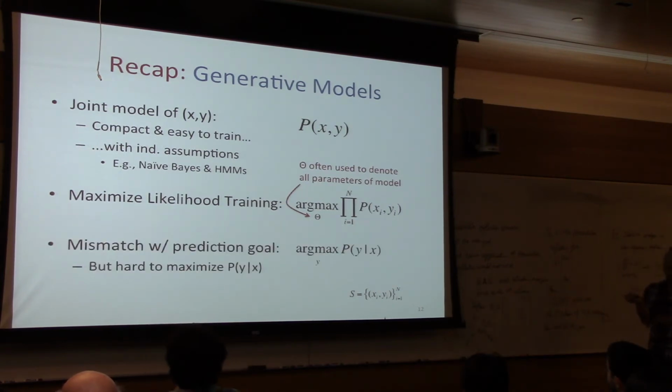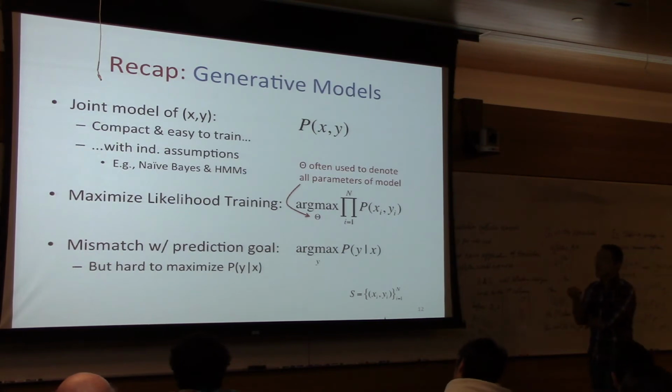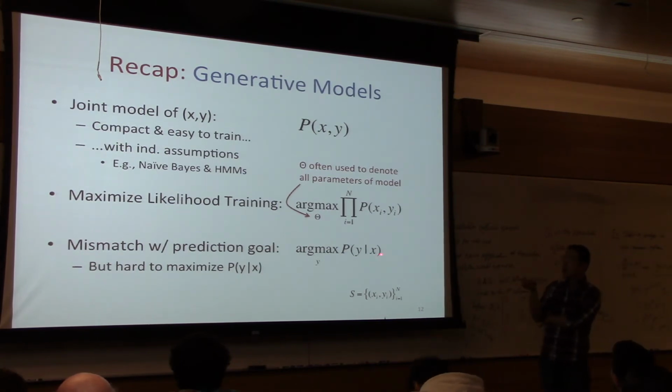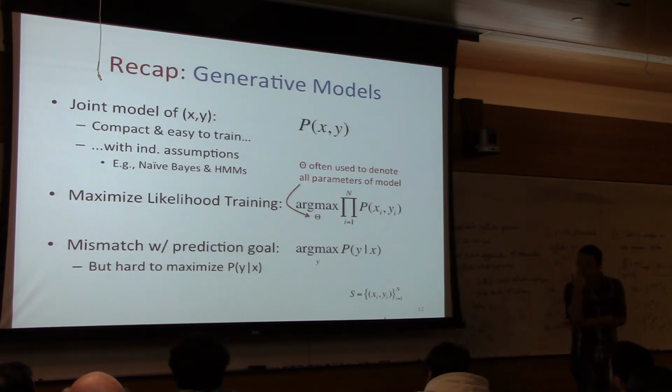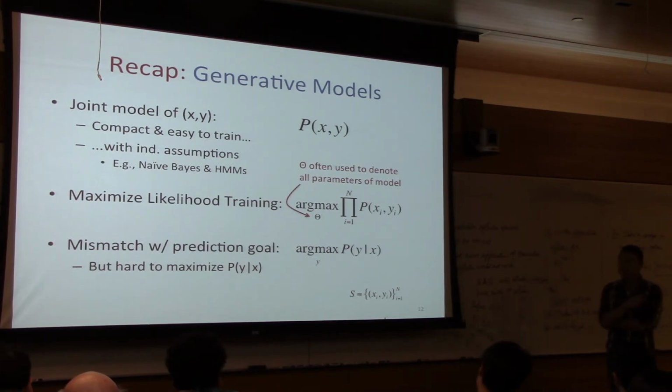The key difficulty with using HMMs and naive Bayes for the standard prediction task is that our goal is, given an X, predict the best Y, which if you have a probabilistic model, is given an X, predict the Y that has the highest probability. Right? Okay, but we didn't train our model to maximize this. We trained the model to maximize this, right? And so there's a mismatch between the training goal and the conventional prediction goal.